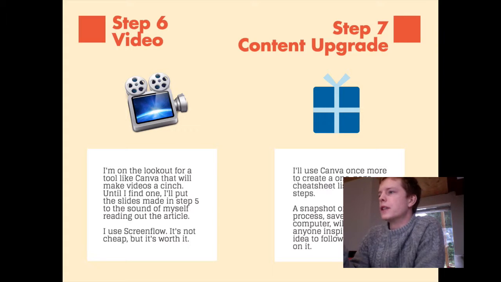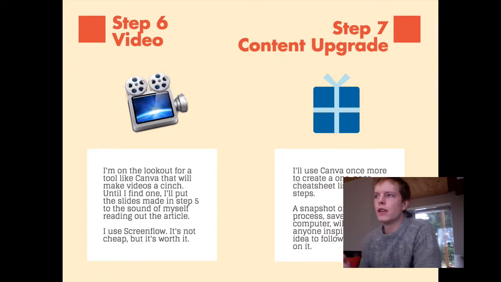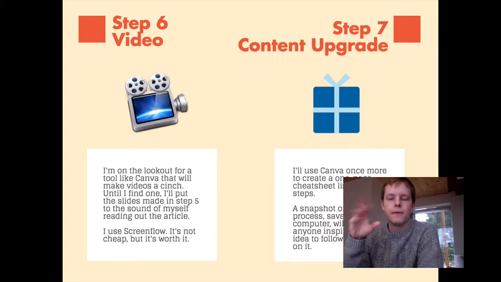Step 7, content upgrade. A content upgrade is like a lead magnet, but it's specific to the content on which it's found. So for this, I'll put a one-page checklist, so the idea is to upgrade the content, to make the content better, and to make something that someone would want on their computer. You could just turn an article into a PDF and say, hey, you can save this on your computer as a PDF if you like.